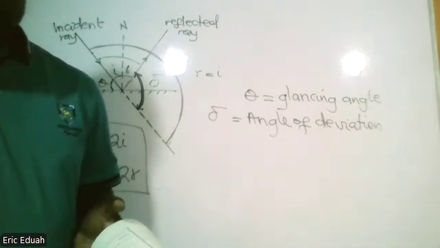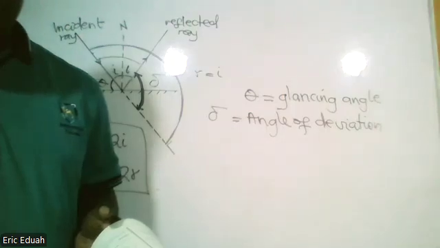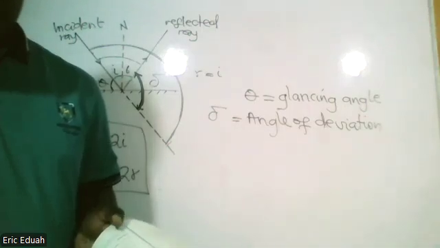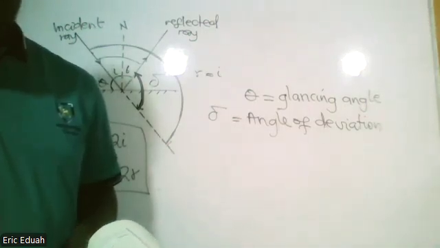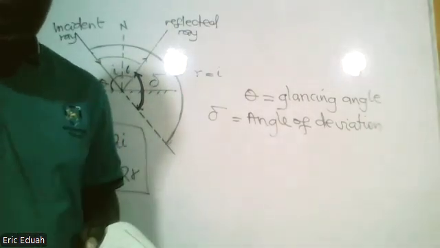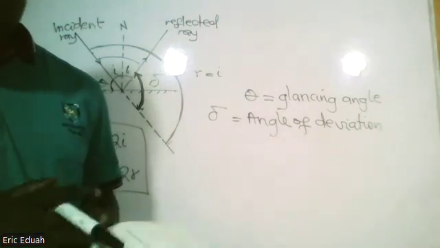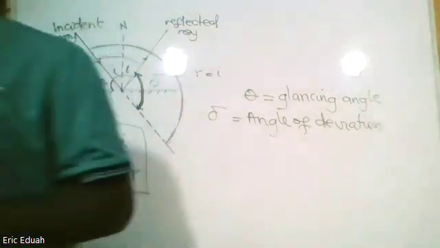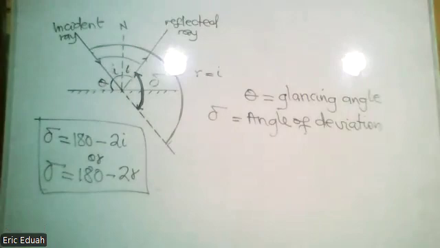Then draw the ray of light as it is reflected from mirror 2. So this is the problem of the day.